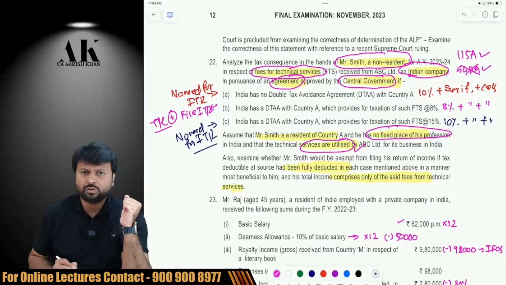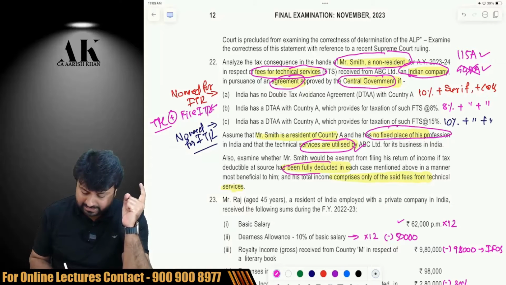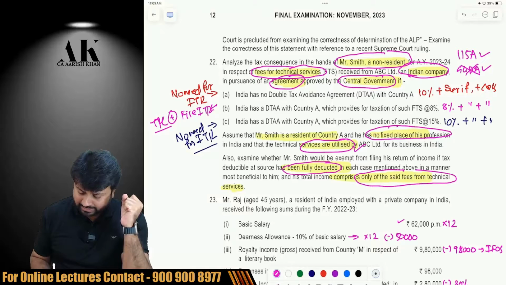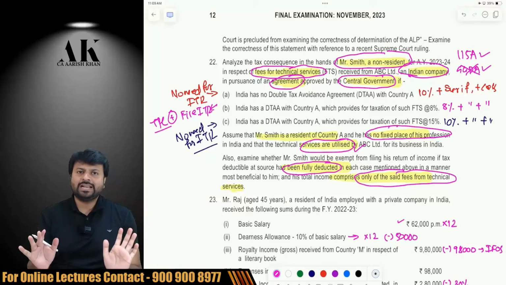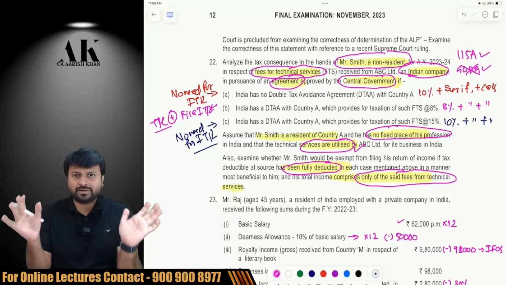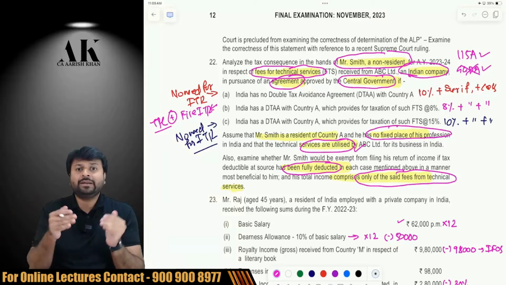That is very much required to be taxed in India. Then the TDS is fully deducted. And one more thing, the assessee only earns this income and does not earn any other income. Now there is a provision in the law which says that you have to tax such FTS at the rate of 10%, which is given in 115A, or DTAA, whichever is lower.